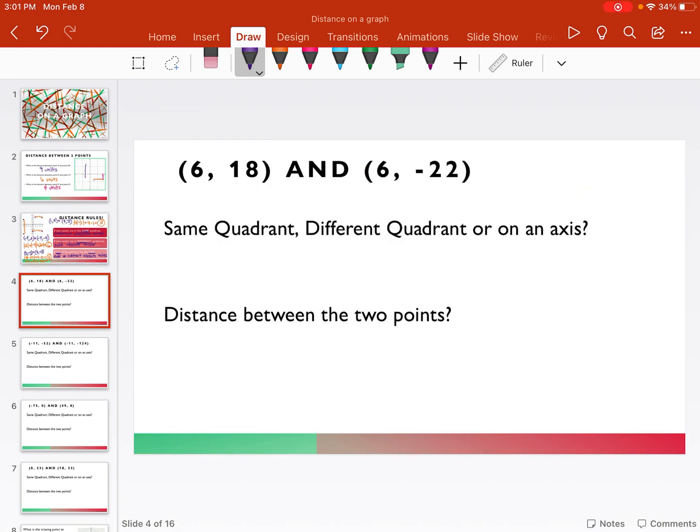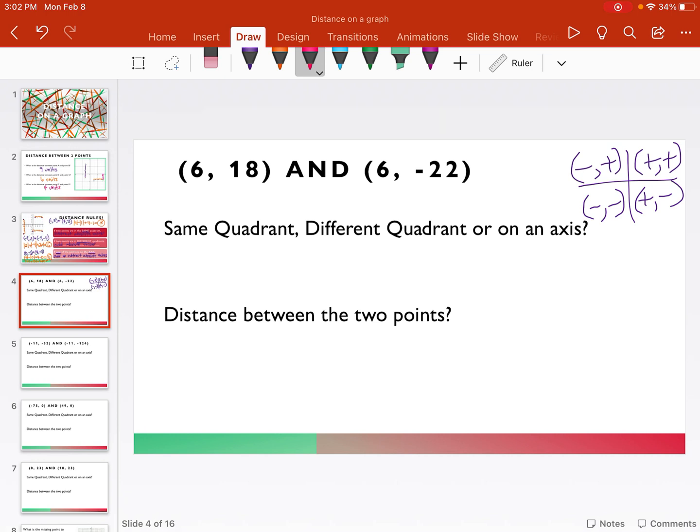So I didn't even give you a graph here, but I just showed you the two ordered pairs. So how can we even tell if they're in the same or different quadrants or if they're on an axis? Well, let me remind you of something real quick. Remember, for your coordinate grid, quadrant 1 is a positive. Quadrant 2 is a negative. 3 is a negative. 4 is a positive.